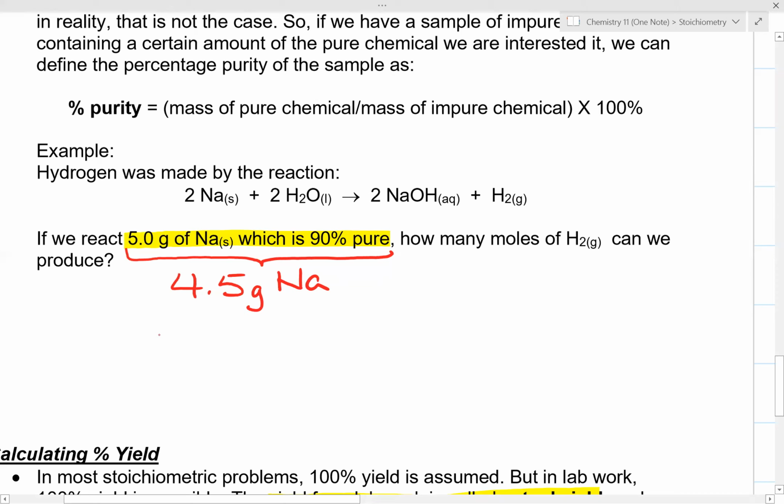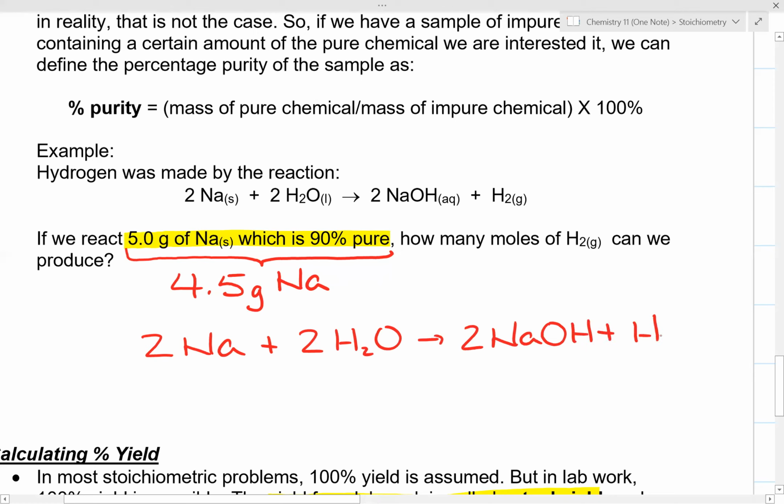So if we were to set this up, we had 2Na plus 2H2O gives you 2NaOH and H2. If we were to set this up like how we've done before, I would go with 4.5 grams, and then we would calculate how many moles.